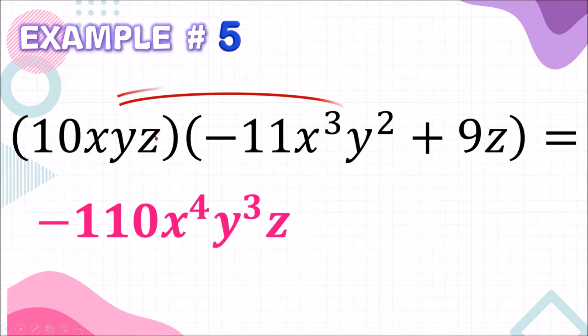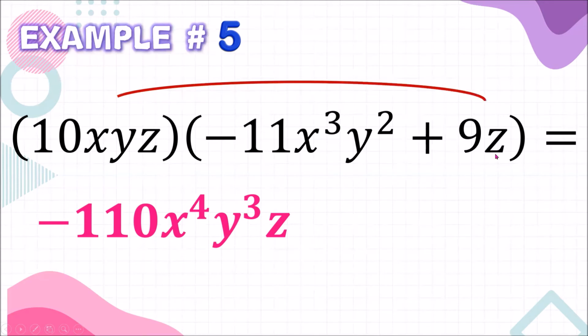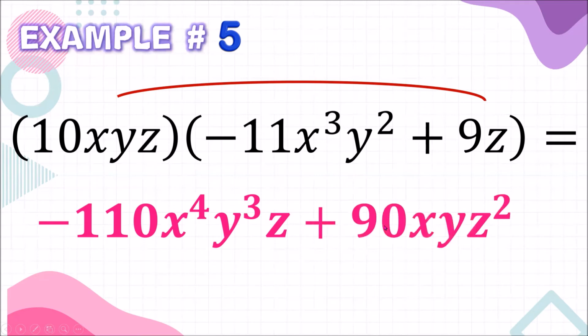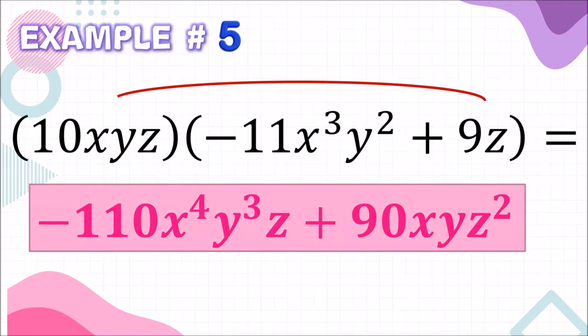Then next, 10 times 9, we have positive 90, and then just copy xy, and then z will become z squared. So positive 90xyz squared. So final answer, negative 110x to the fourth y cubed z plus 90xyz squared.